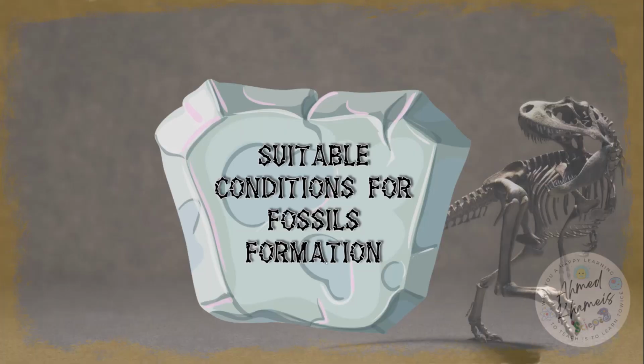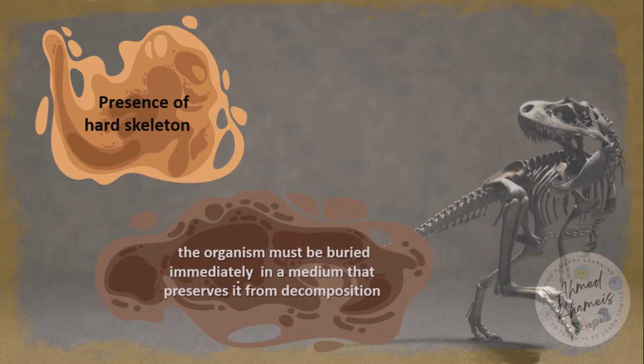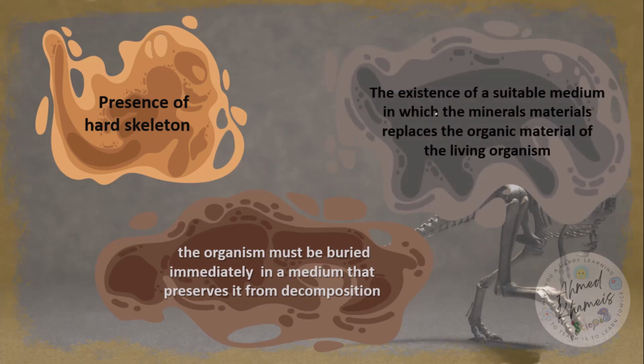So what are the suitable conditions for fossil formation? First, presence of a hard skeleton. The organism must have a hard skeleton, a shell, a bone, or wood. Second, the organism must be buried immediately in a medium that preserves it from decomposition. Thirdly, the existence of a suitable medium in which the materials replace the organic material of a living organism.